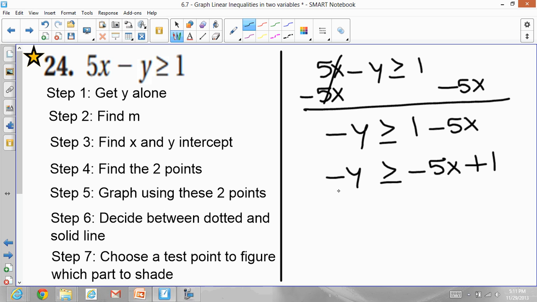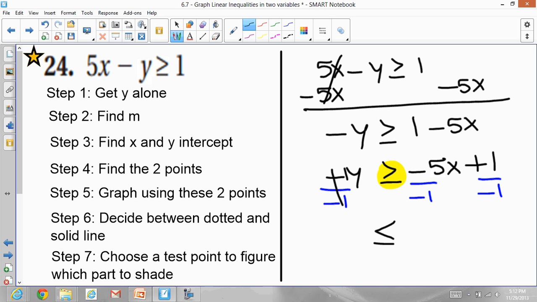Now remember, you want to get the y alone, so this is nothing but a -1. So what I'm going to do is divide this by -1, divide this by -1, and divide this by -1. Now watch what I have to do. Because I divided by a negative number, I have to switch the symbol. So I'm going to reverse the symbol to look like this.